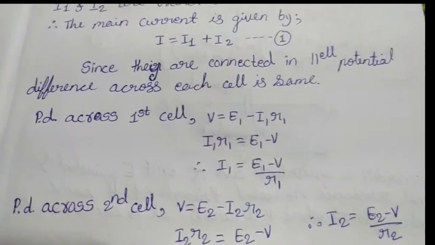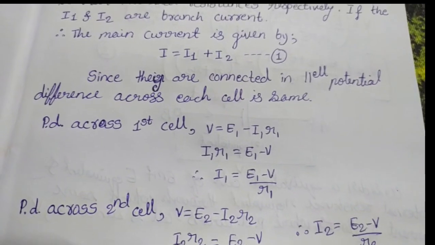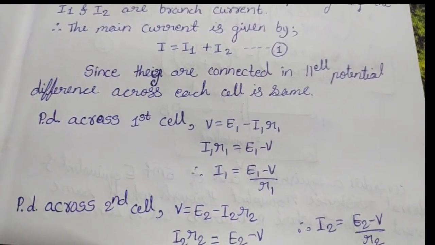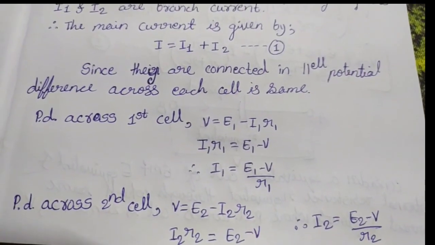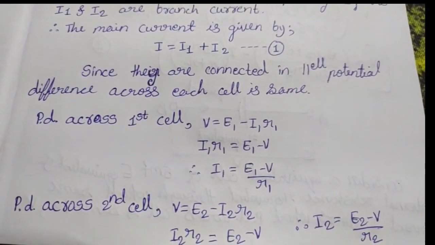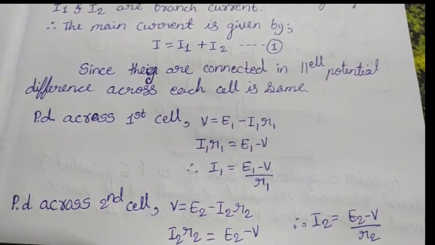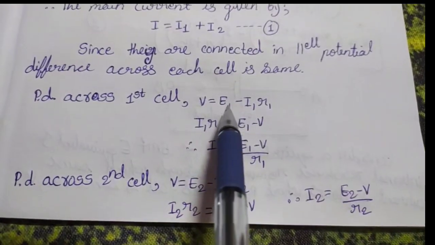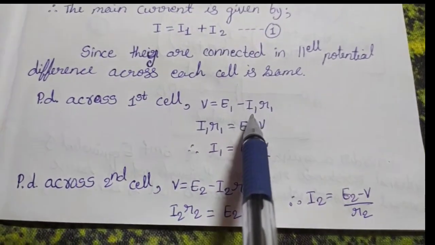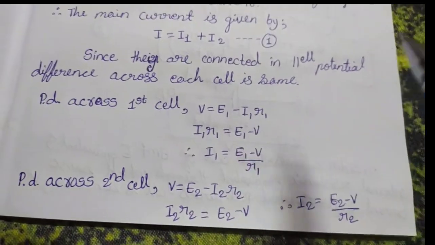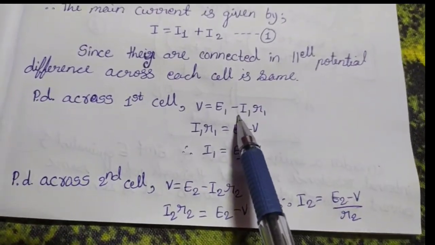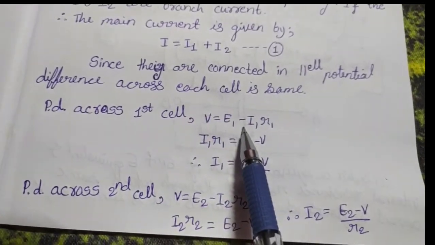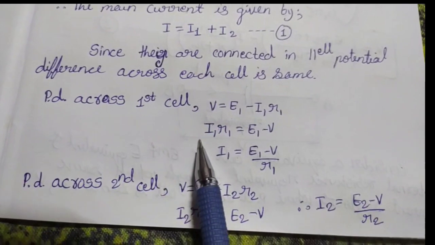What is the formula for potential difference? The potential difference of the cell is equal to the electromotive force of the cell minus the current flowing through the cell into the internal resistance of the cell. Then we can write the potential difference for the first cell: V equals E1 minus I1 into R1. I transfer this from RHS to LHS. It has a negative sign, so coming to this side, it becomes positive.